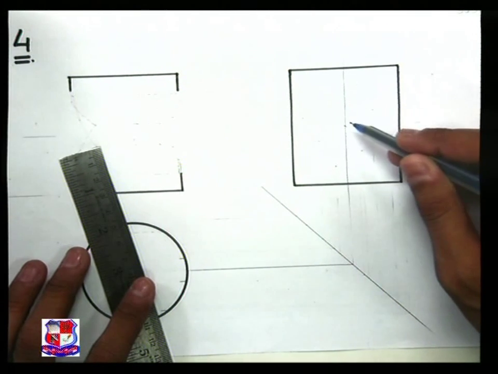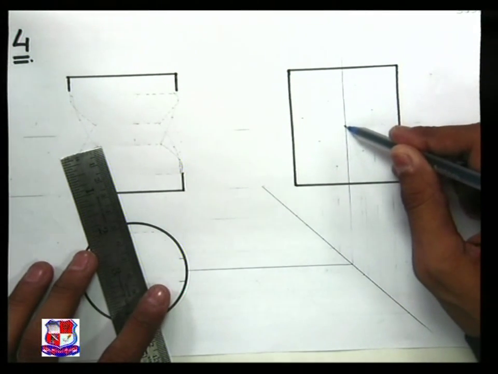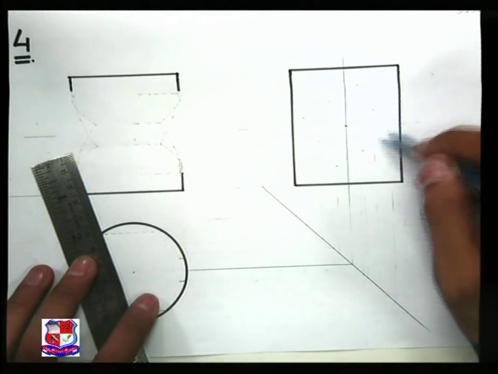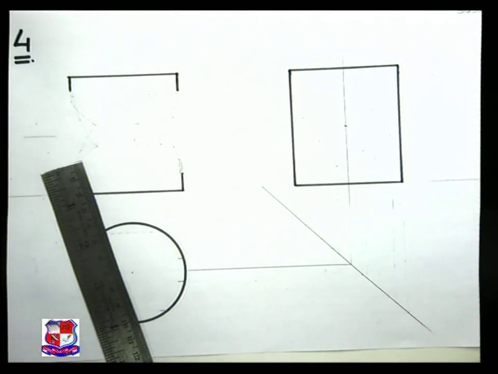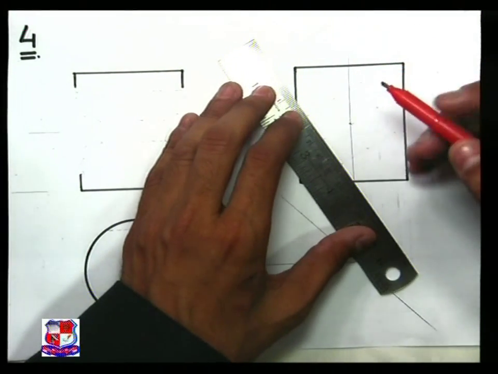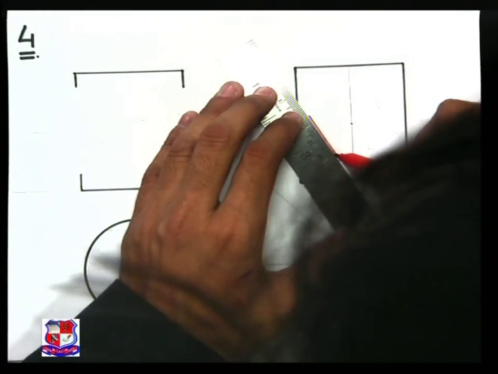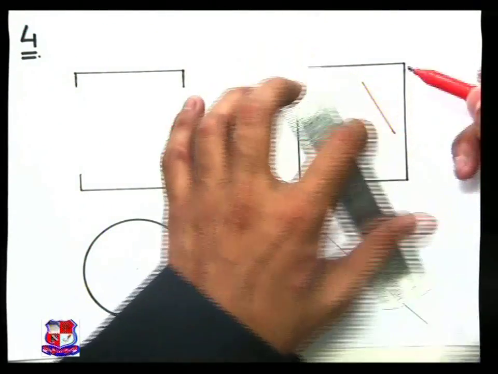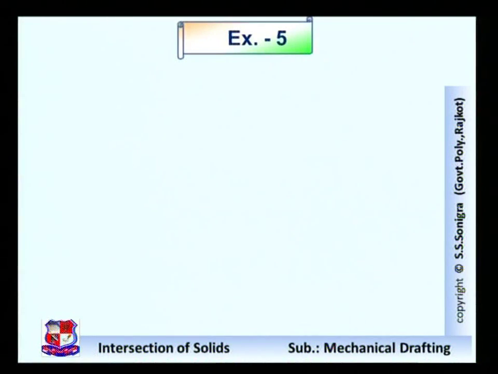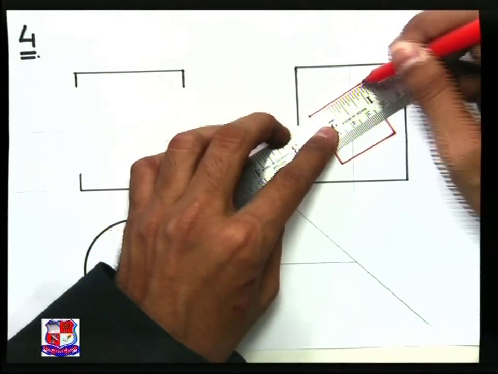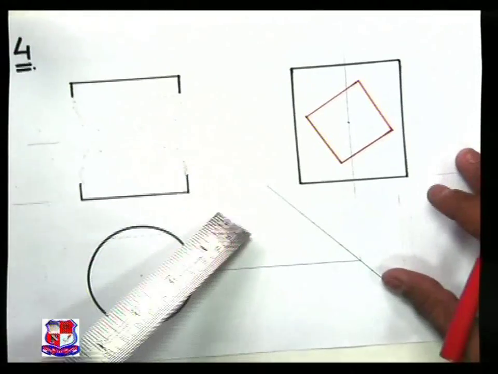Now we have to draw the square in such a way that its center would be this one, and the sides make an angle of 30 degrees with the horizontal plane. So the square should be drawn like this. This is the square such that its two faces make an angle of 30 degrees with the XY line. This is given data.